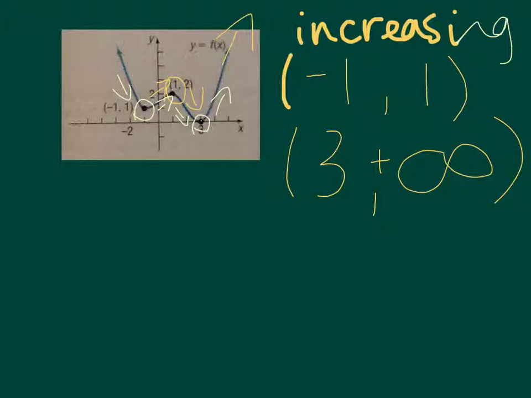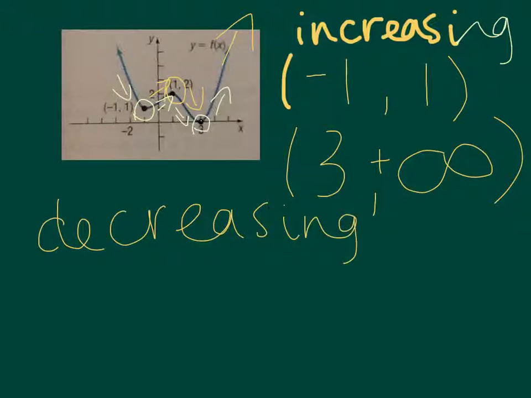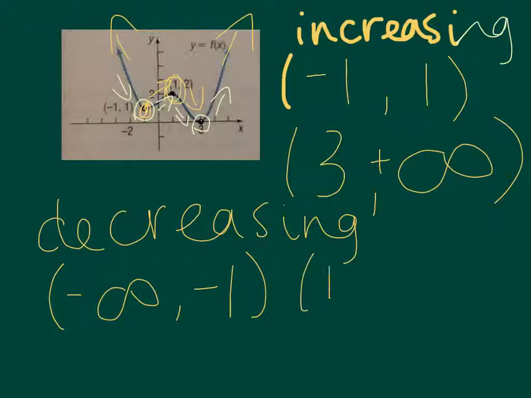Now for decreasing, we go from negative infinity, since this goes on forever again, all the way till -1, which was this point right here, and then from 1 to 3.